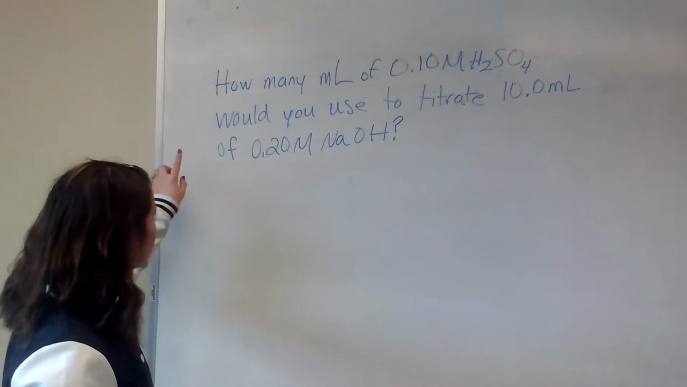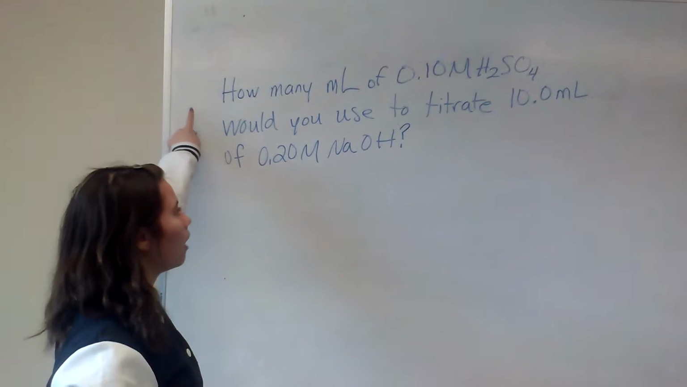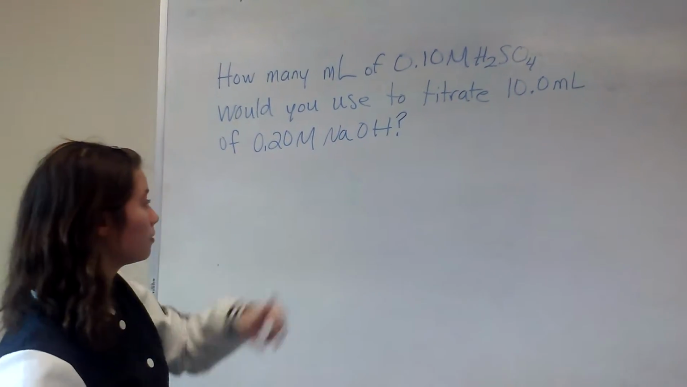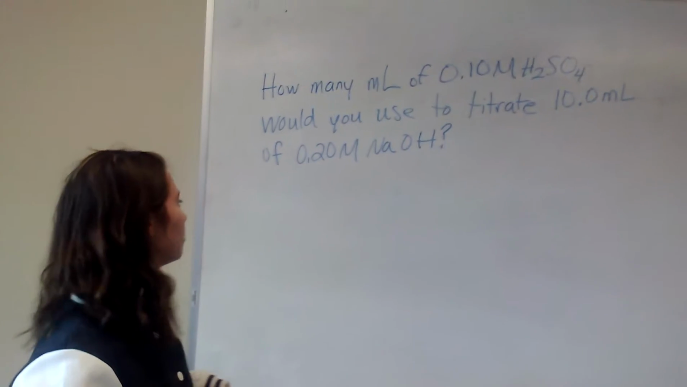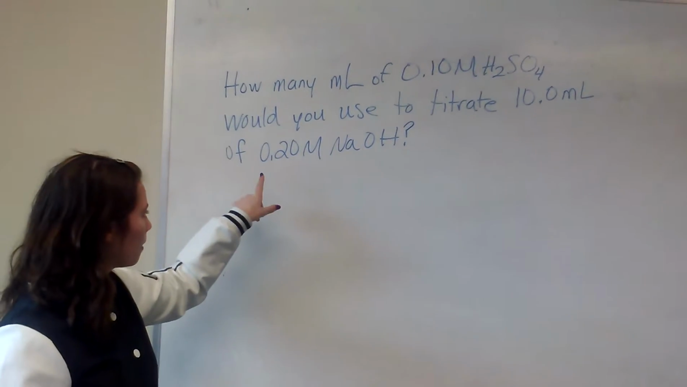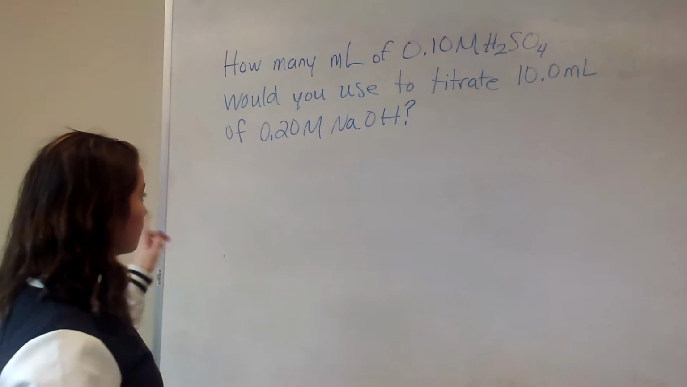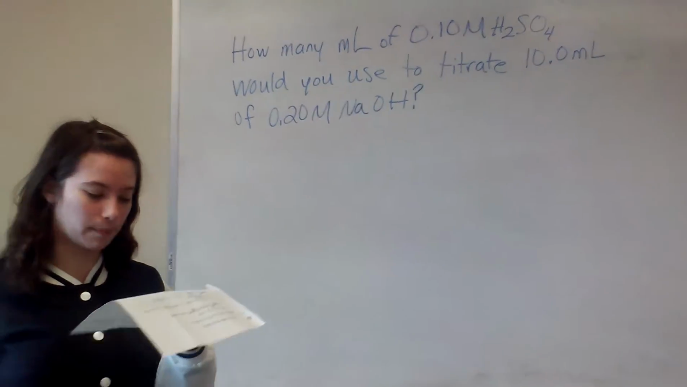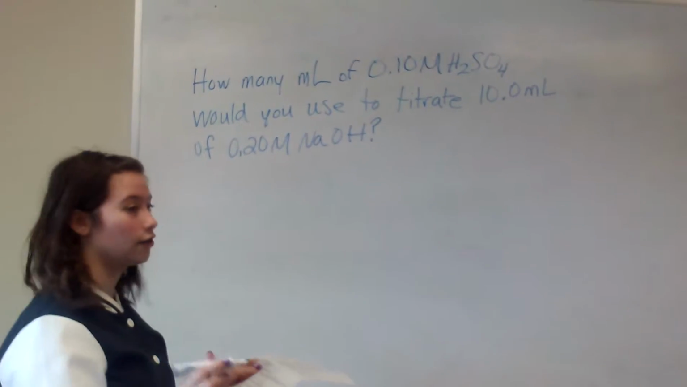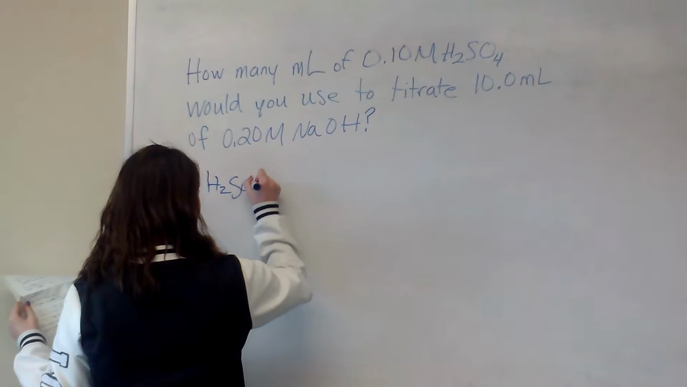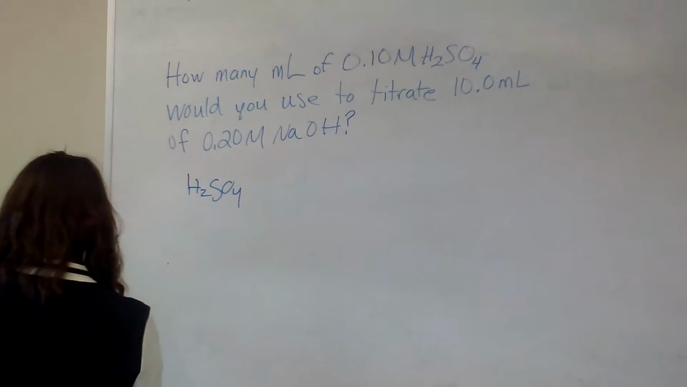Okay, so our question is, how many milliliters of 0.10 molar H2SO4 would you use to titrate 10.0 milliliters of 0.20 capital M NaOH? So the first thing we need to do is write our balanced equation. Write big too, so if they can't hear us, at least they can see.